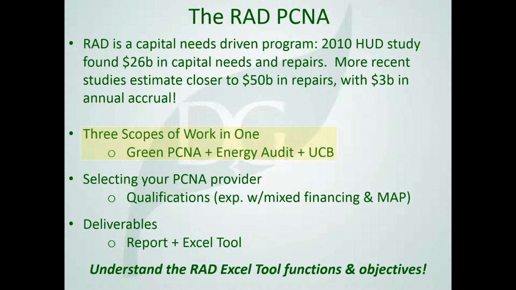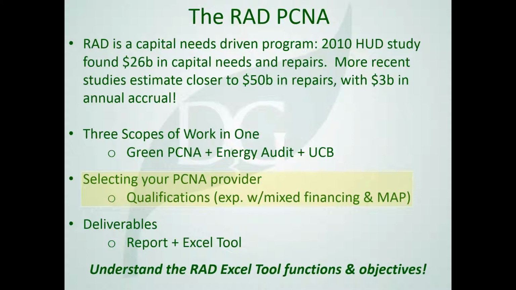The RPCA is really 3 scopes of work in one. It includes a capital needs assessment that's been greened by a LEED AP professional. It also includes an energy audit, which is an ASHRAE Level 1 energy audit, and a utility consumption baseline, or a UCB. Together, these 3 components create the RPCA, a holistic view of property use, property energy use, property condition, and long-term capital needs. One of the most important things in a successful RPCA is selecting the provider.